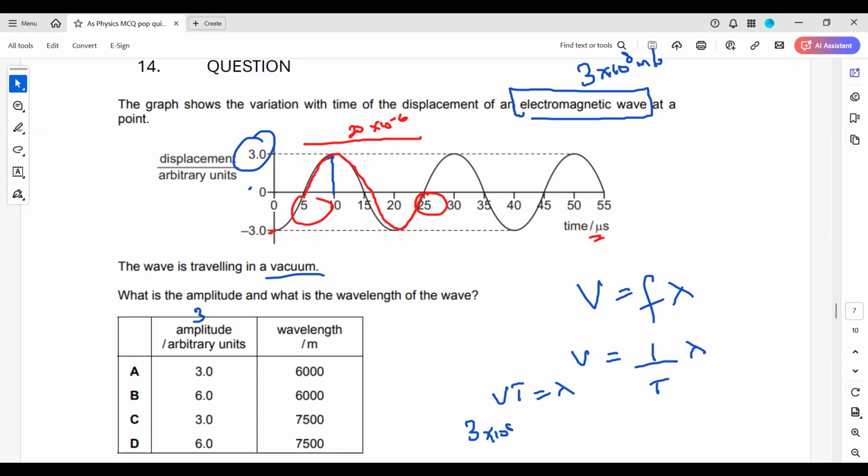So we just have to multiply 3 times 10 to the 8 by 20 times 10 to the power minus 6. That will give us the wavelength. 3, which is equivalent to 6,000. So it matches with option A.